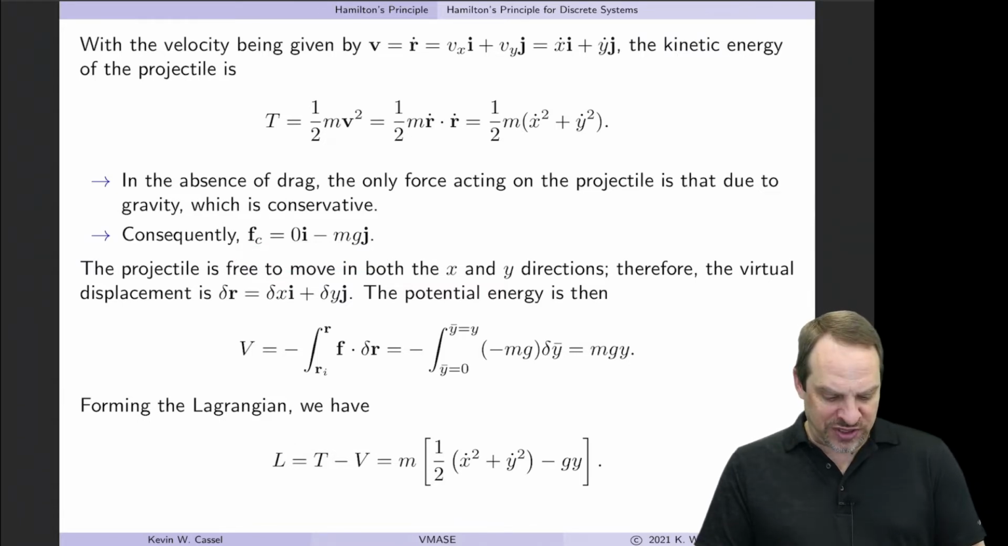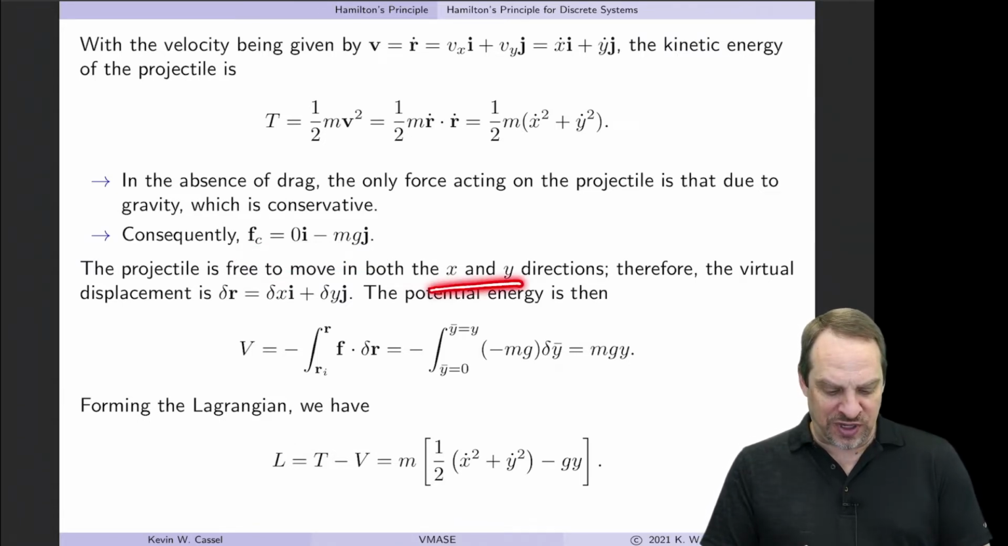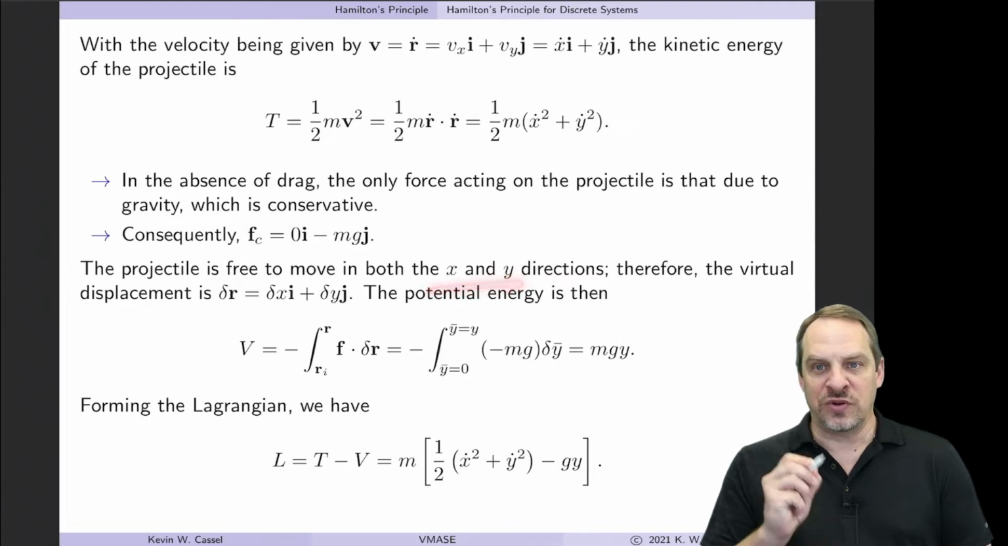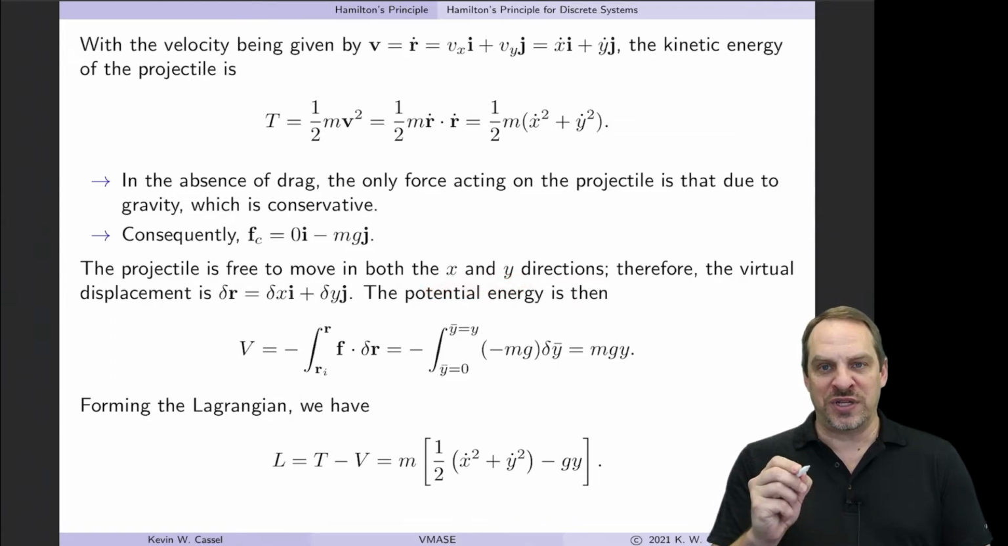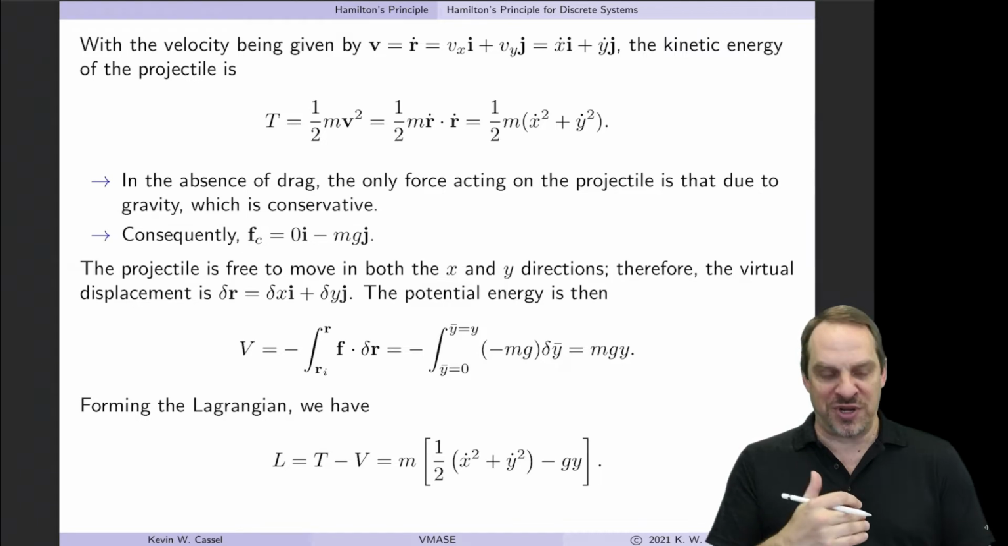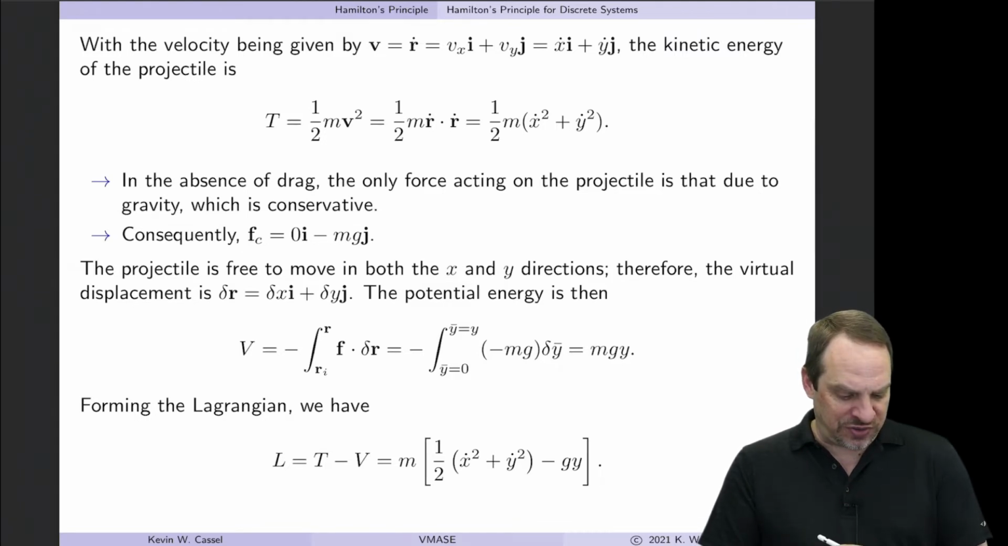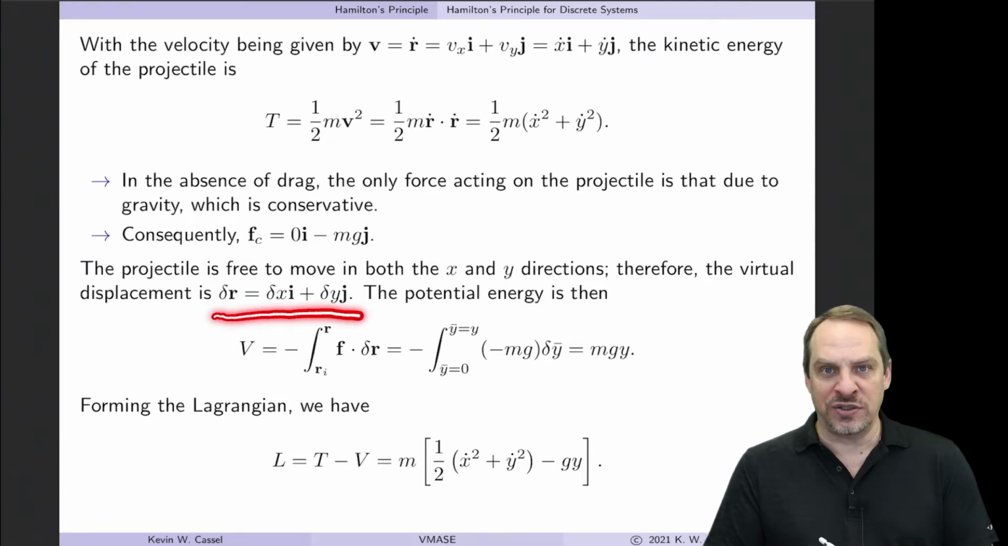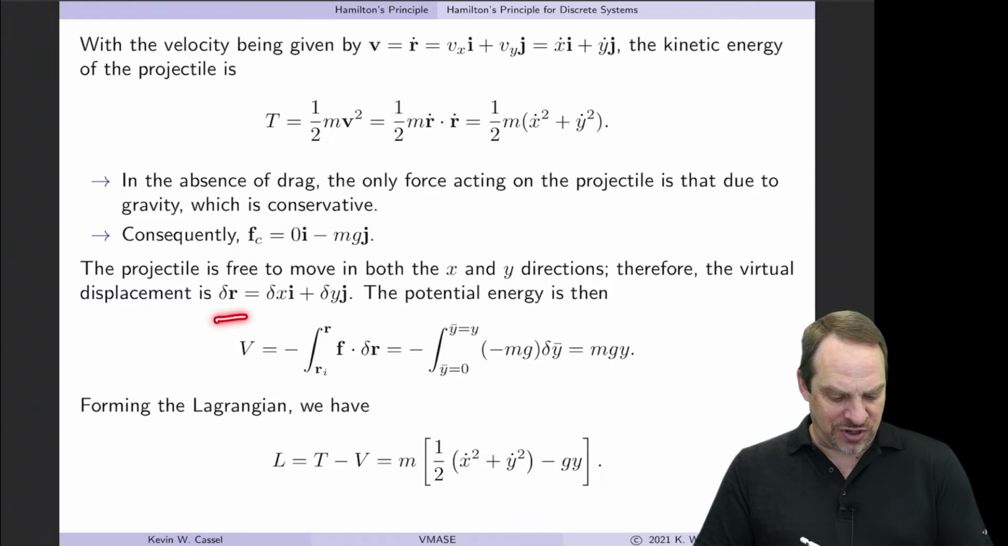Now our 2D projectile is free to move in both x and y directions. So the virtual displacement, remember the virtual displacements are the directions that the object could move in. Maybe they do, maybe they don't, but it's the directions that they physically could given the geometric constraints. So our delta r, our virtual displacement, is delta x i plus delta y j. Remember, delta r is a vector. So delta r is a virtual displacement vector.